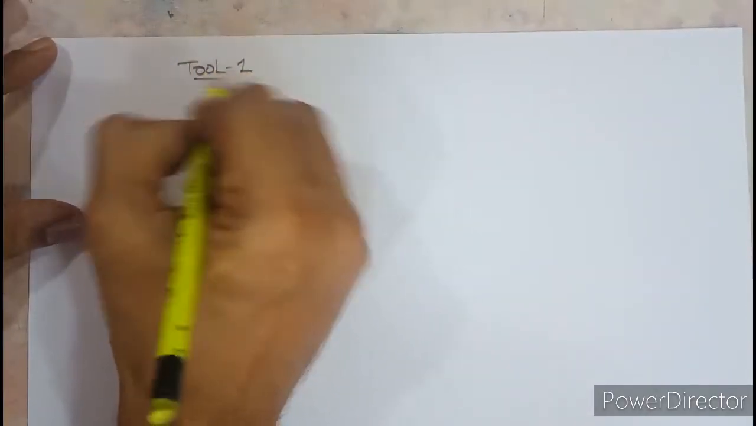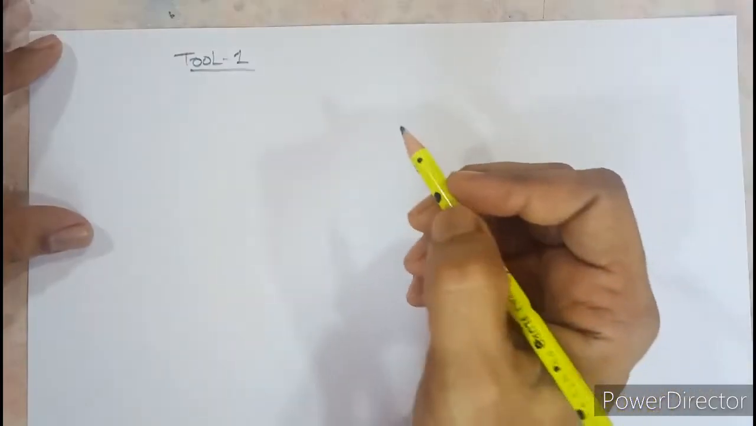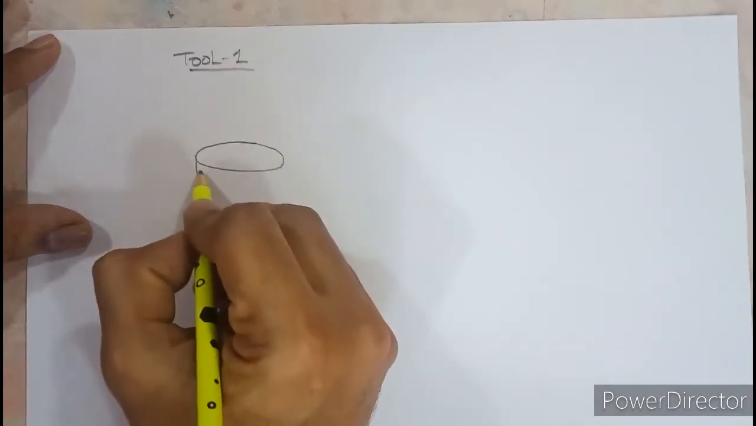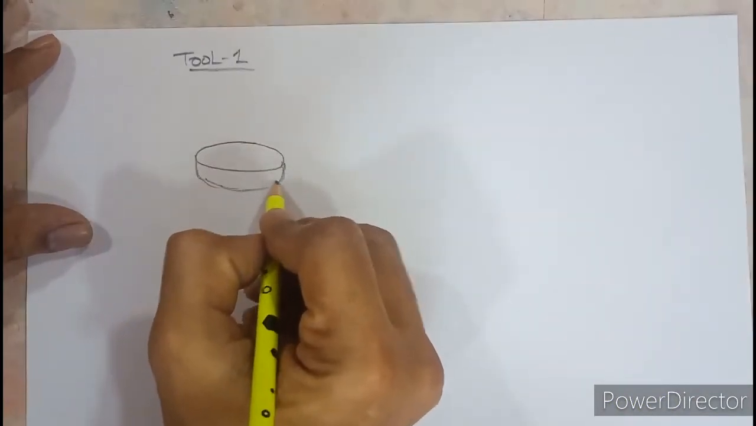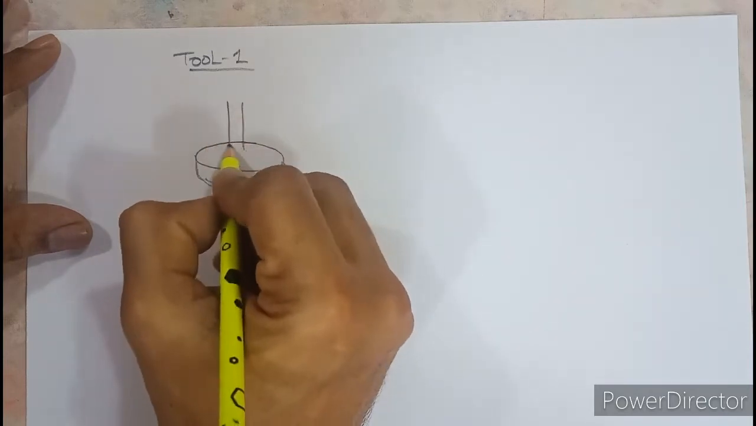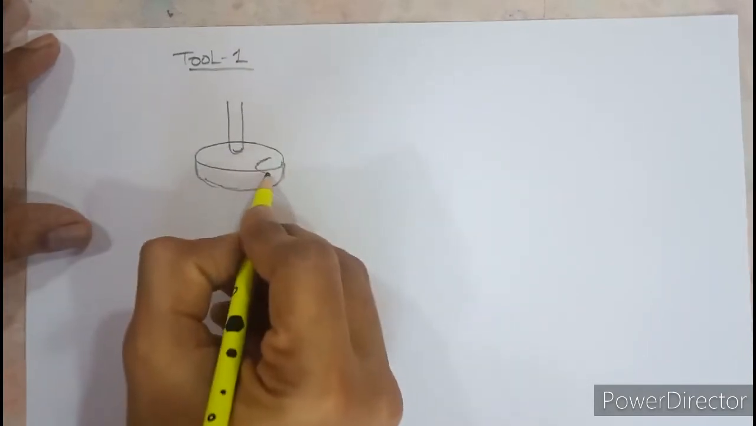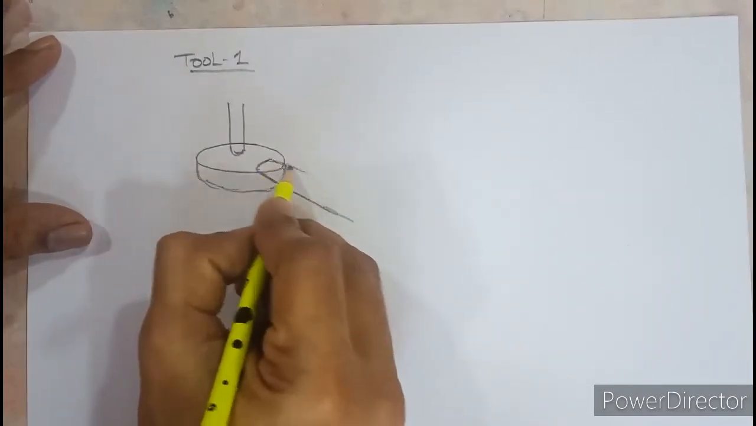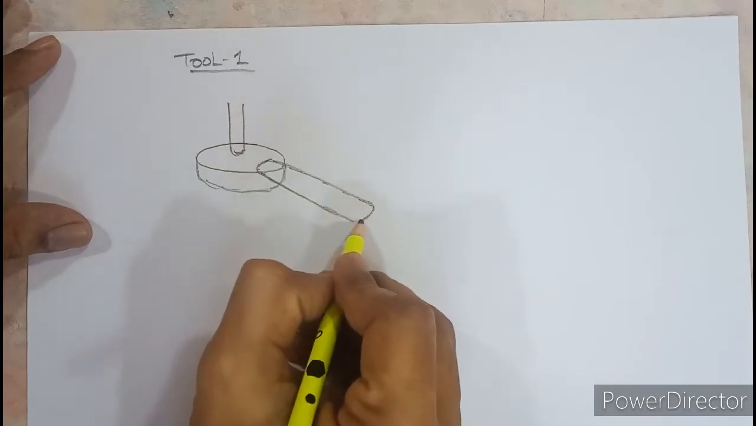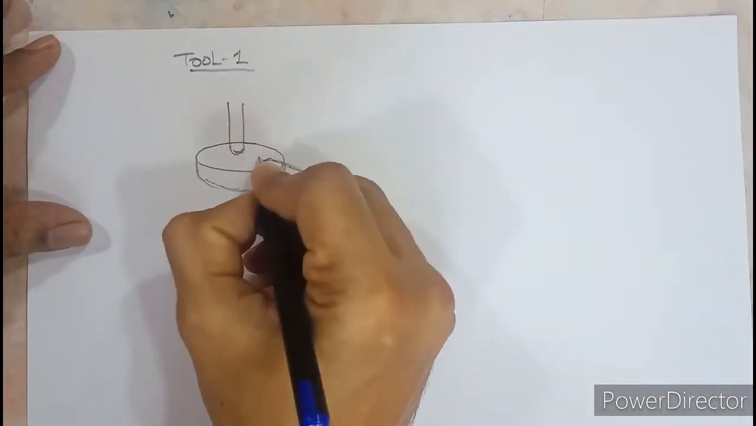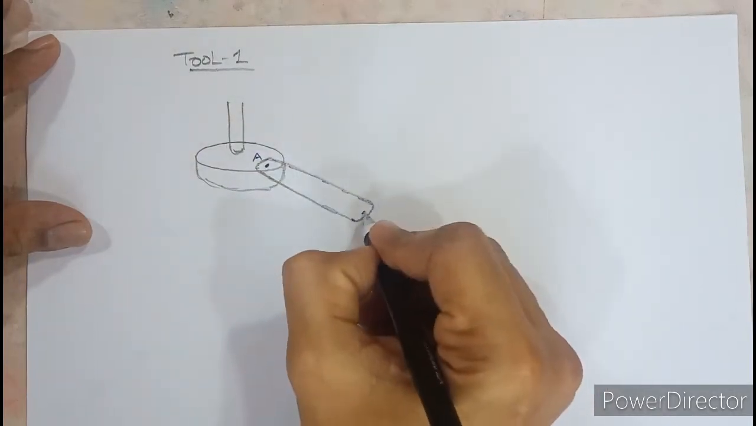So for tool number 1, let us take a practical example. Suppose you have a ceiling fan. This is the base of the fan. This is the rod. And suppose one of the wings of the fan is somewhere here. This is the wing of the fan. Now to understand tool number 1, let this point be capital A and let this point be capital B.